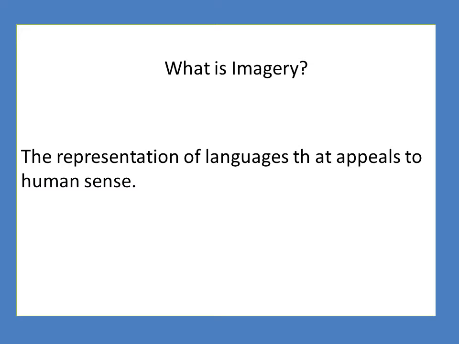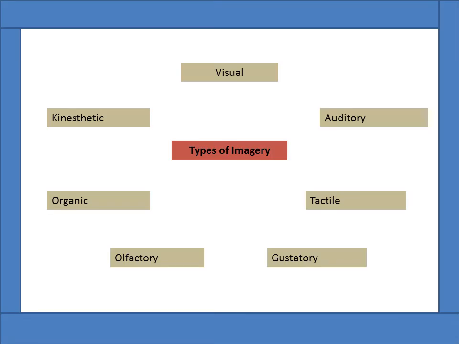In this video, we are going to talk about imagery. So, what is imagery? Imagery can be defined as the representations of language that appeal to the human senses. Well, now let's move to the types of imagery. There are 7 types of imagery.